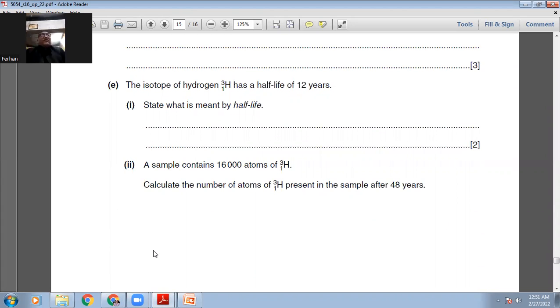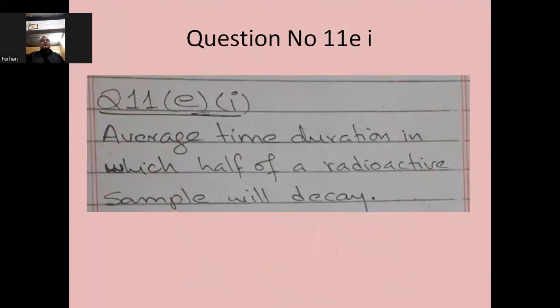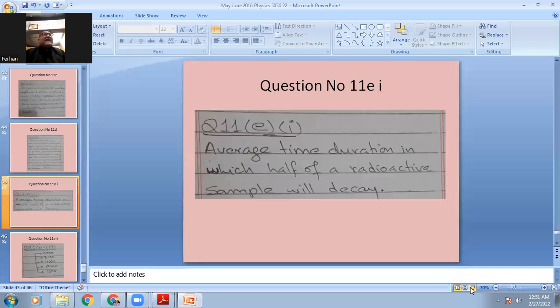The isotope of hydrogen, H-3, has a half-life of 12 years. State what is meant by the half-life. Half-life of a radioactive isotope is the average time duration in which half of that isotope will decay. It's a 2 marks definition. So, average time duration in which half of a radioactive sample will decay. Remember this definition. This definition has come in the exams many, many times.